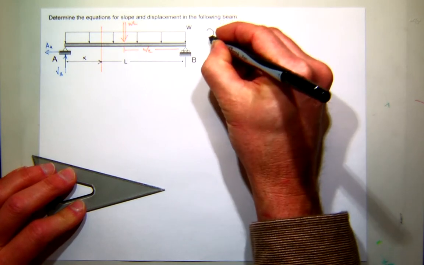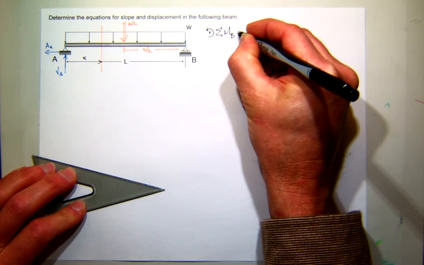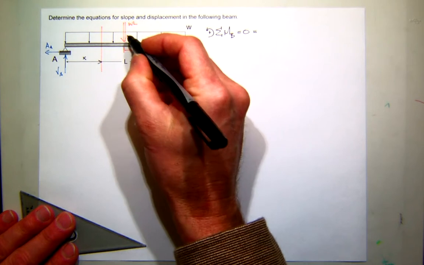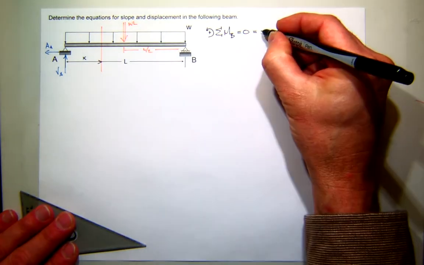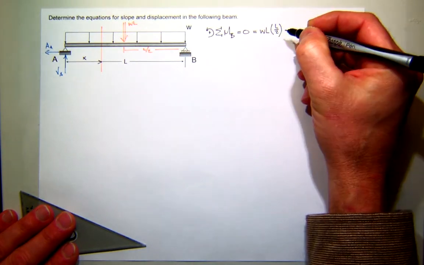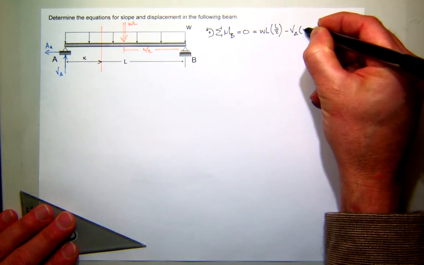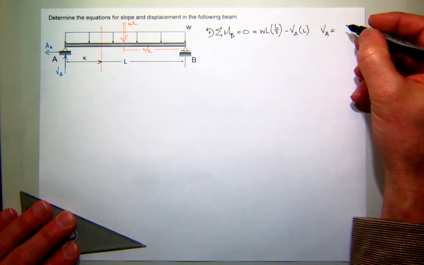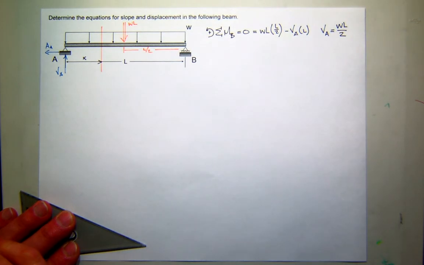So I will sum moments about B, make sure I'm in equilibrium. When I do that, I've got the effects of this concentrated load, which create positive moment. So there's the force WL times the distance L over 2. And then my reaction creates negative. That's the shear at A times L. And surprise, surprise, the shear at A is WL over 2. Basically half the total load.